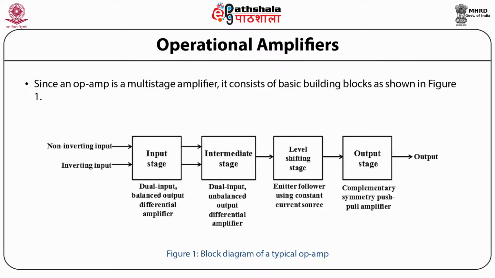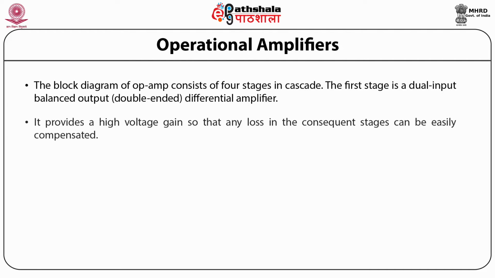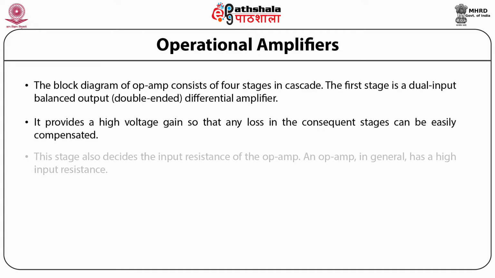Since an op-amp is a multi-stage amplifier, it consists of basic building blocks as shown in the figure below. We can see in the block diagram of op-amp that it consists of 4 stages in cascade. The first stage is a dual input balanced output, that is, the double-ended differential amplifier. It provides a high voltage gain so that any loss in the consequent stages can be easily compensated. This stage also decides the input resistance of the op-amp. An op-amp in general has a high input resistance.